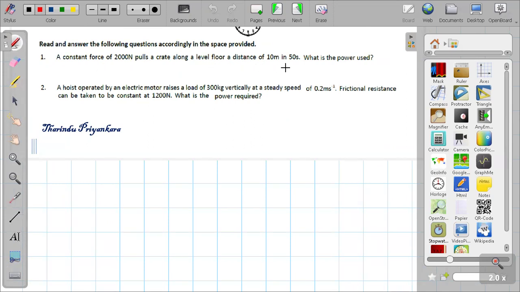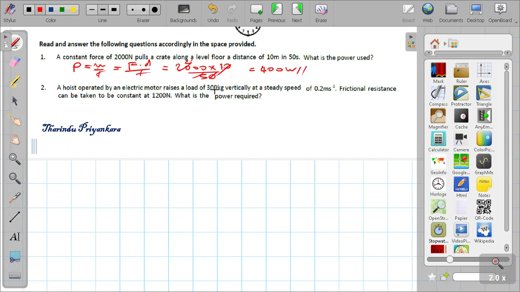So I will explain a constant force. 2000 pulls a crate along a distance of 10 meters in 50 seconds. So the power equals work done over time. Work done is F into D over time. So F is 2000 multiplied by 10 over 50, so it is 400 watt. Very simple.